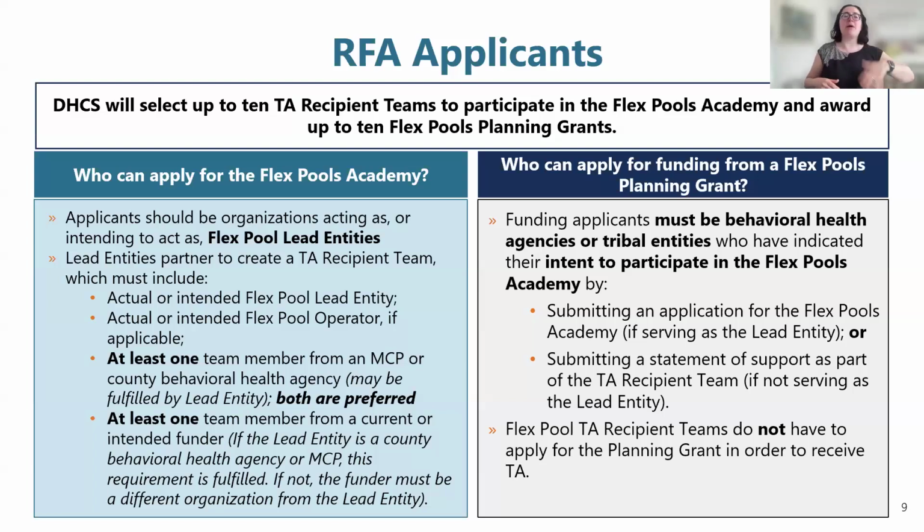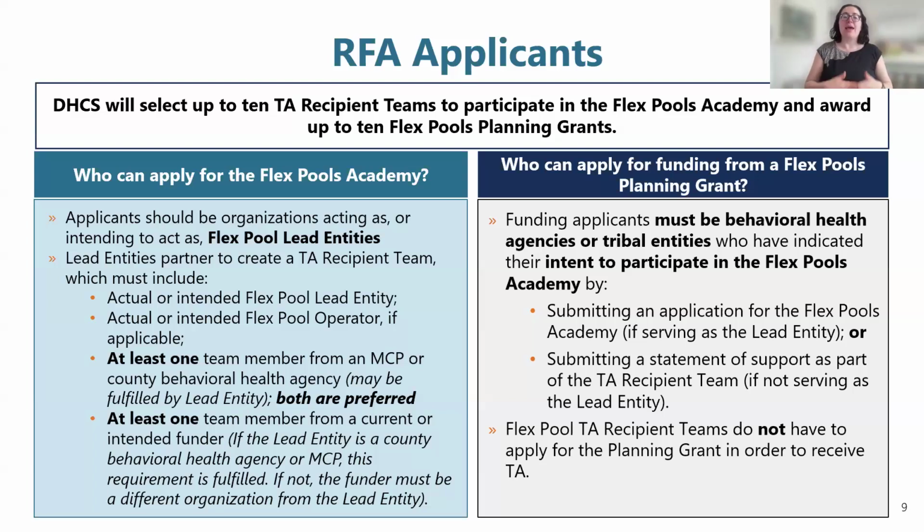So the first thing you're going to think about, right, is who's in that flex academy and who's the team. And then the next thing is to think about who can apply for the Flex Pools Planning Grant, right? So the applicants, because of our funding source, must be the behavioral health agency or a tribal entity, and they have to be intending to participate in the academy. They could show their intent in two ways. One is they're themselves a lead entity. That's easy to know.